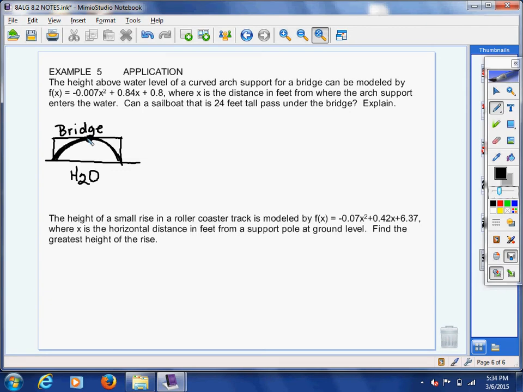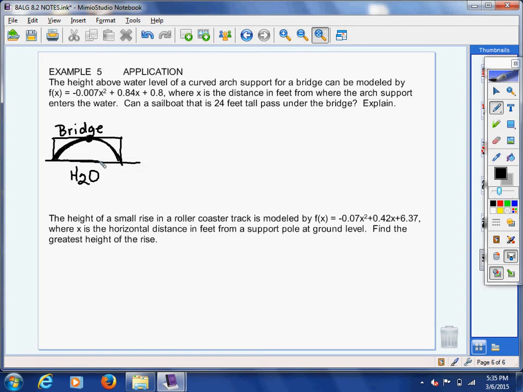That's our vertex, okay? Now when boats go under a bridge, especially really super tall ones, they want to go under the bridge at its highest point. The reason is because if they don't go under the highest point and they're pretty tall and it's going to be a kind of a tight squeeze, they may hit that bridge and damage it, damage the boat. All kinds of things could go wrong. So we want to make sure that it can clear, and that sailboat's going to come under the bridge at its tallest point, and the tallest point is the vertex, okay?